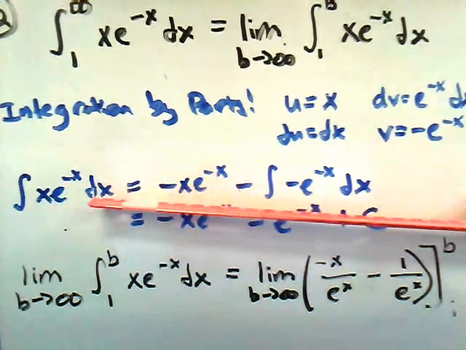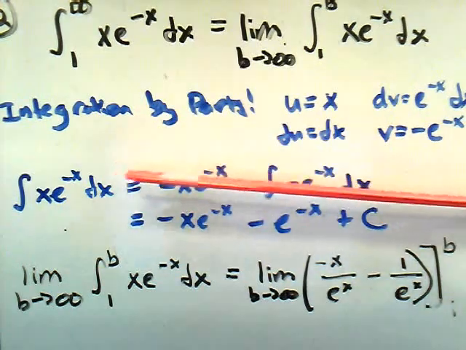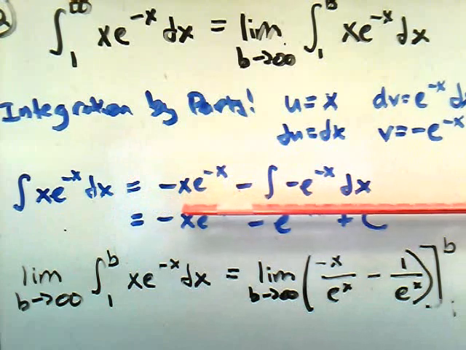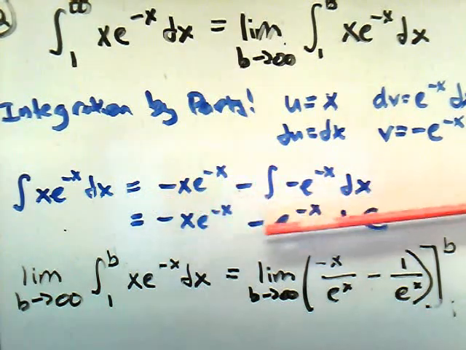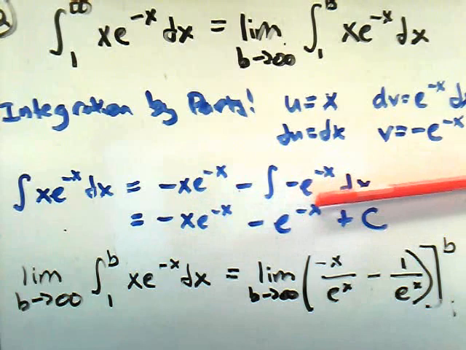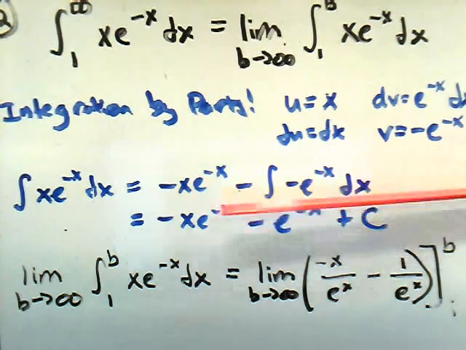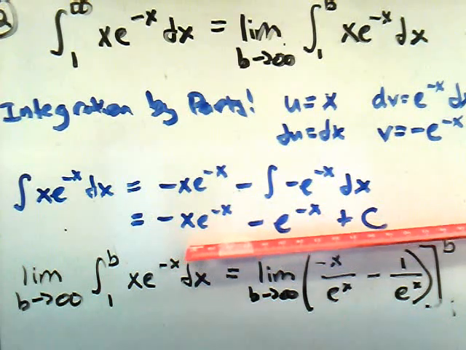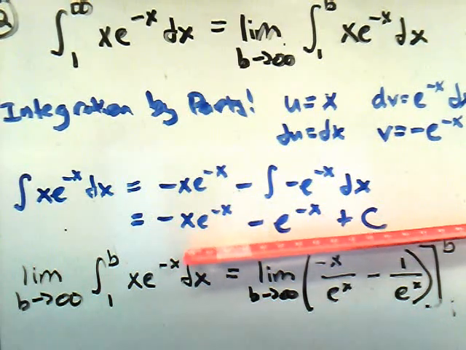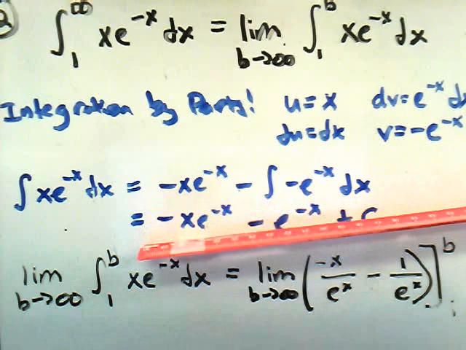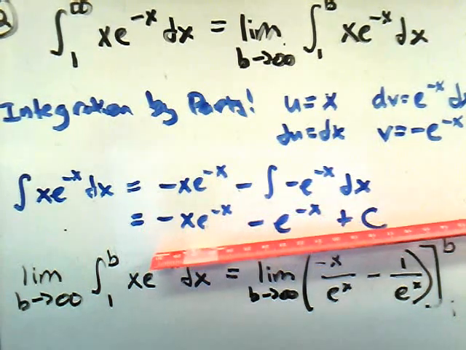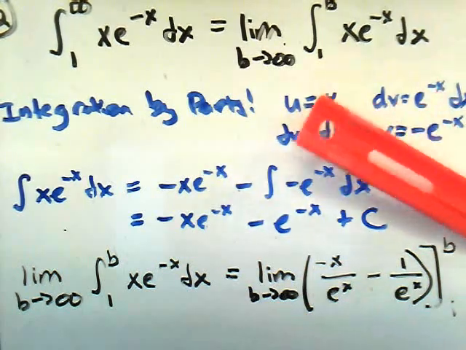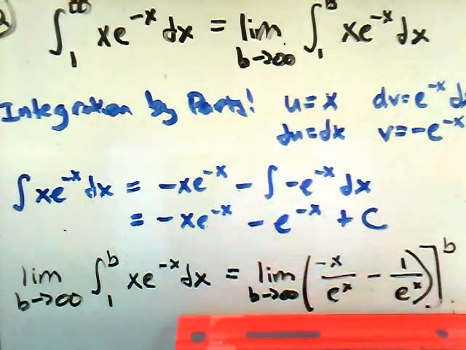When we evaluate this, I'm doing this off to the side in blue here, we get negative x e to the negative x minus the integral of negative e to the negative x dx. That's just using our integration by parts formula. And then we evaluate the integral just as we would normally do. So the antiderivative is negative x e to the negative x minus e to the negative x plus c. A lot of negatives.